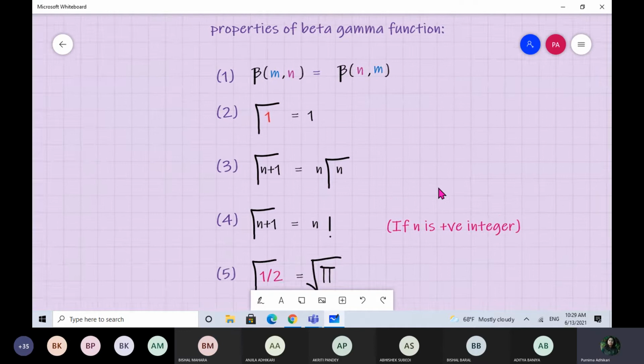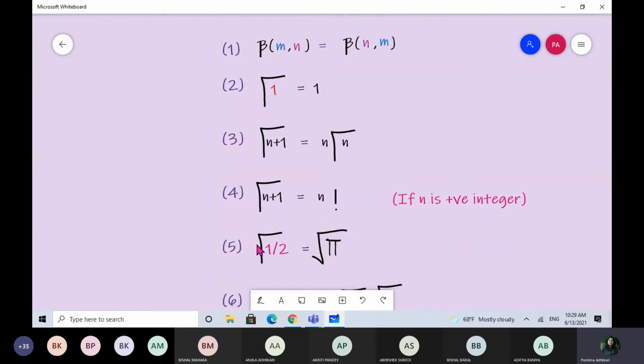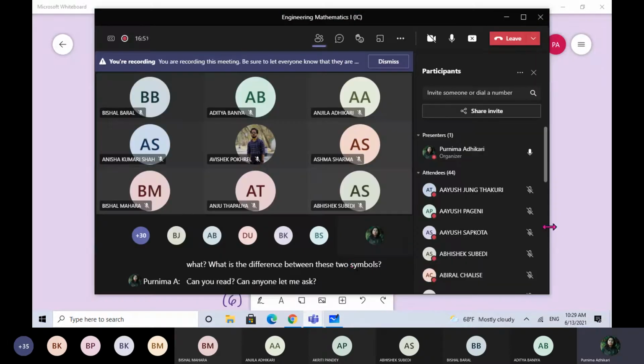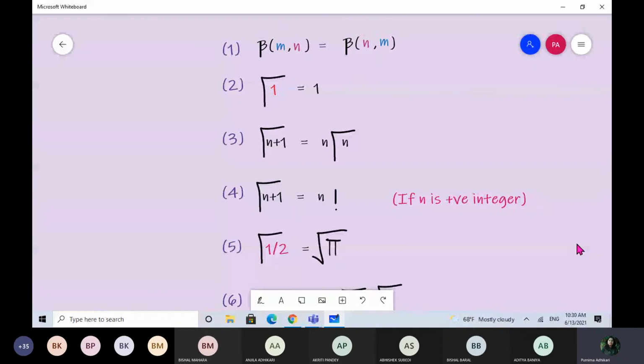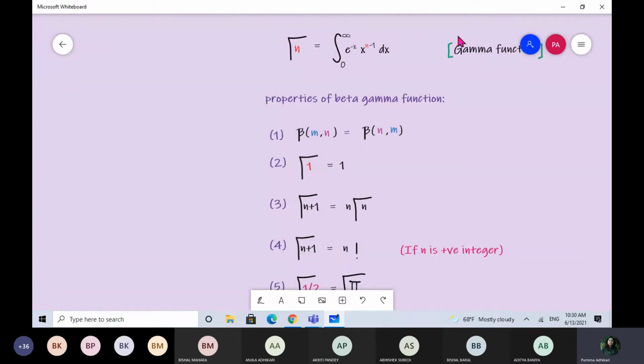All right, so there is property number 5, which gives you value of gamma half, which is very important. We are going to use it in many of our problems. So you need to remember this. What is the difference between these two symbols? Can you read? Then the gamma function 1 by 2 is root under pi. Yes, okay. So it says gamma half is equals to root under pi. So that means just replace your n by half. Replacing n by half, we are going to get value of this integral equals root pi.